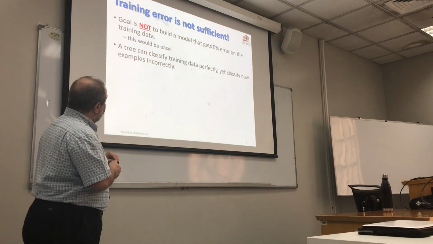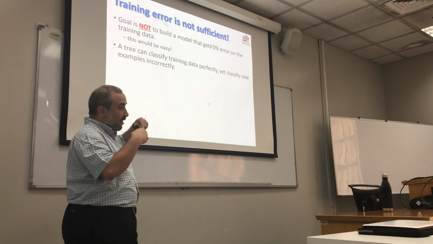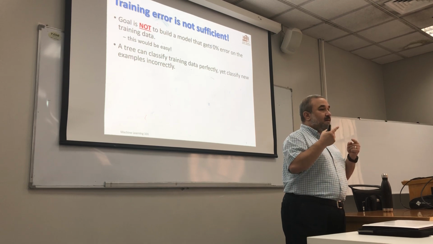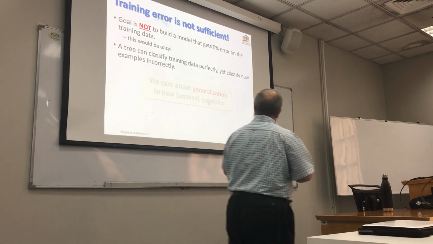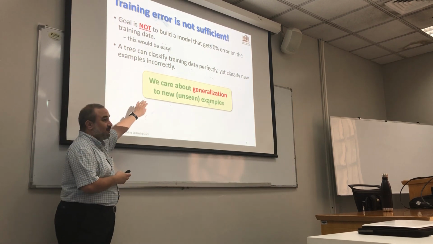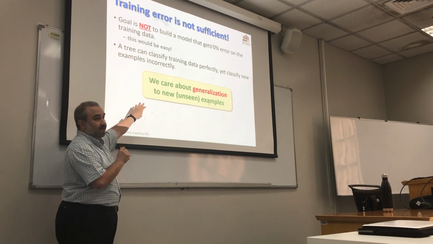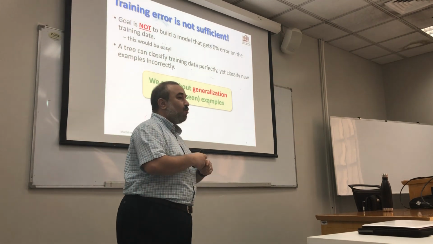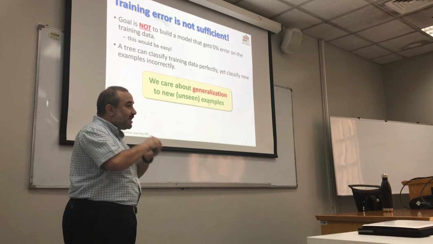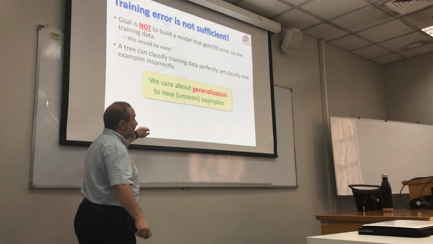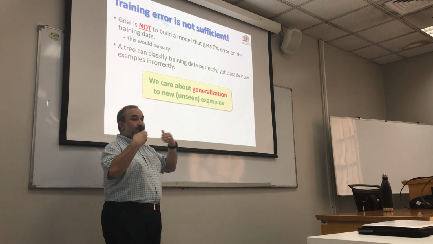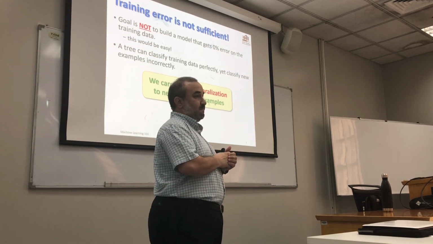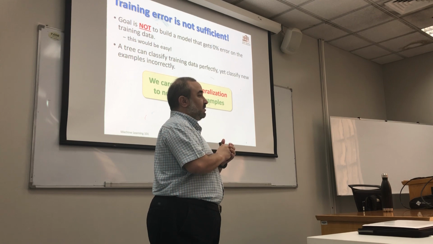A tree can classify all the training data perfectly, but if I give new examples to the decision tree that we built, it might give some errors. It might make mistakes in the decisions. And this is the concept that we discussed last time and emphasized: we don't care much, of course we care, but not much, about perfect prediction of all the training examples. We care about generalization. What do we mean by generalization? The performance when the model that we learned sees new examples that it didn't see before. That's what we care about.